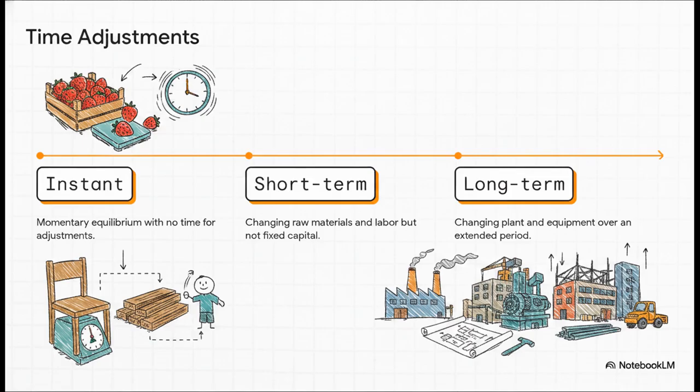But what if a seller has a bit more time? Say they build wooden chairs and demand suddenly spikes. They can order more raw materials, maybe hire some extra hands. That's short-term equilibrium. And finally, if they have enough time to actually knock down walls, expand their factory, and buy entirely new equipment to meet that demand, that huge adjustment represents long-term equilibrium.